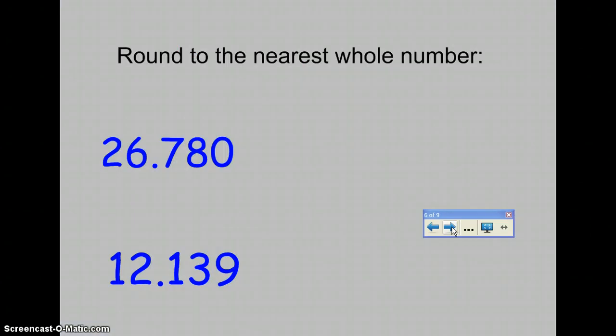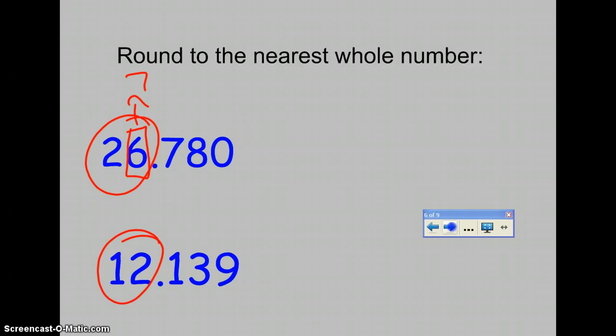A whole number is the number before the decimal. So this is your whole number and this is your whole number. In this situation, we know that it's a 26. So the number that will be rounded is the 6. That 6 either goes up to 7 or down to stay at 6. And we have to determine whether it's going up to 7 or down to 6.